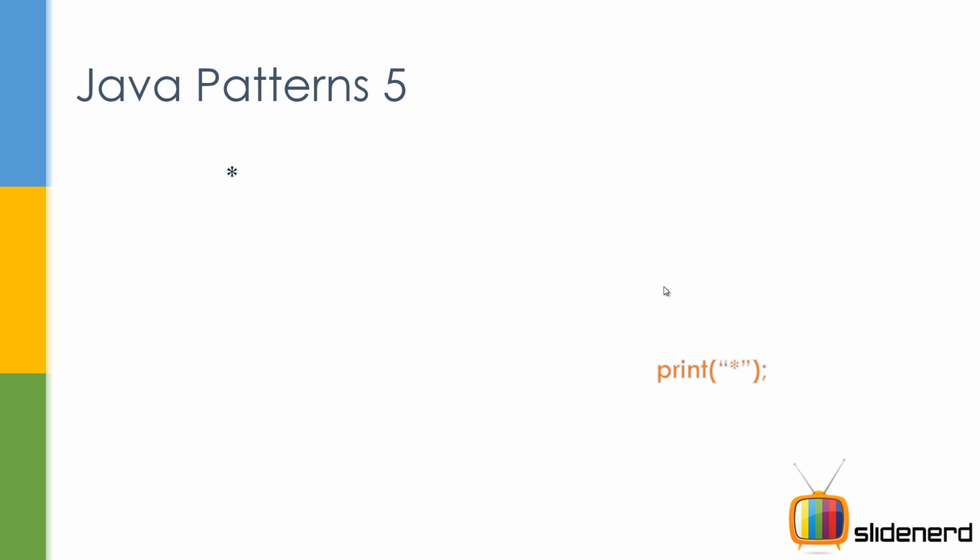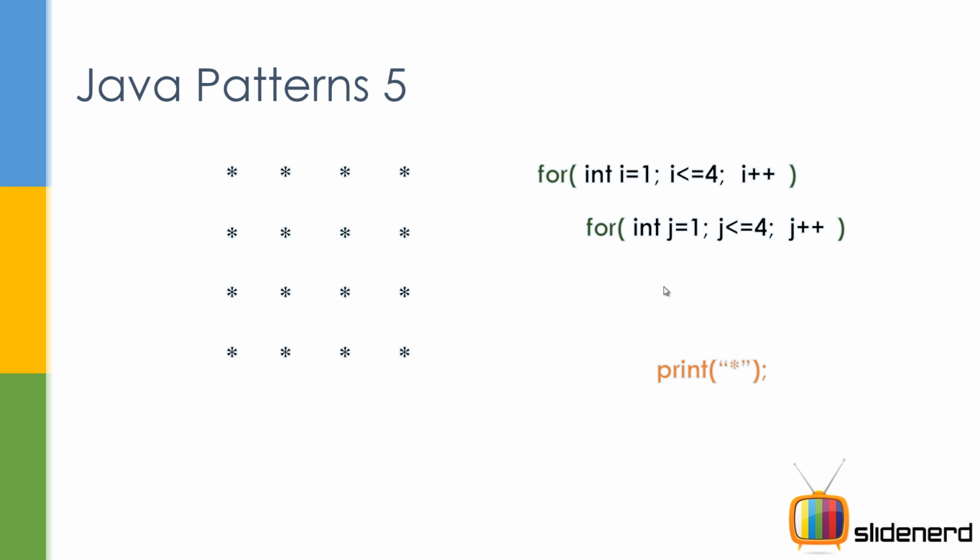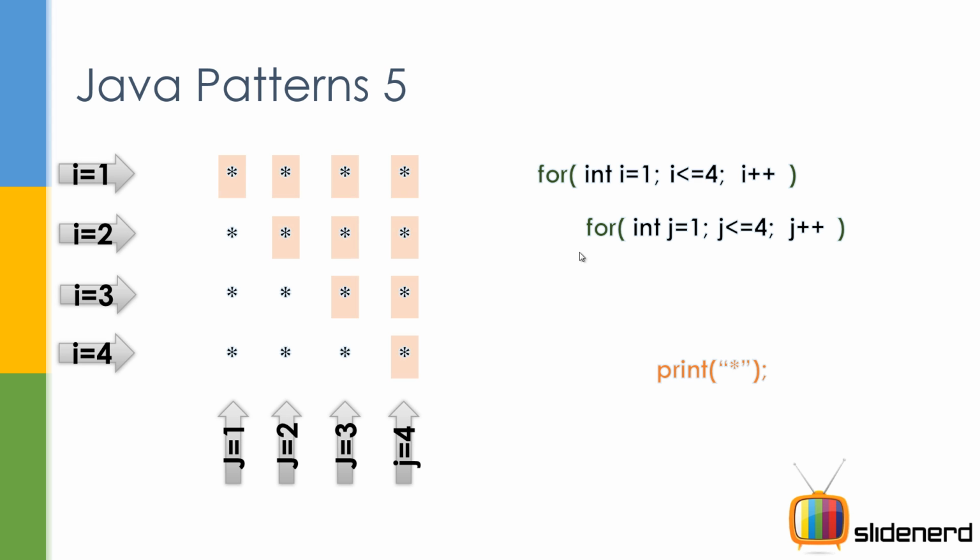Print 1 star by saying print star. Put a for loop for j is 1, j less than 4, j plus plus. Then you'll print 4 stars, right? Need another for loop, then you'll print 16 stars. Make sure you add a new line at the end of the for loop. And then here is the thing you should observe. Now these are the ones you want, right? It's pretty simple. Let me go ahead and show you why those are the ones we want.